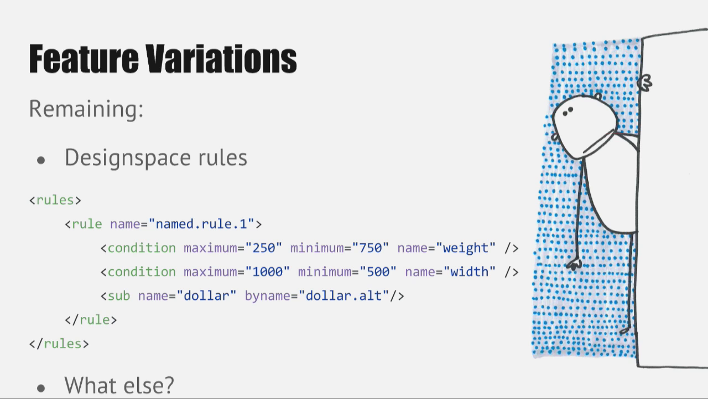Okay, so feature variations, again, where should we put it? We don't know. Design space file already has some rules. They align very well with the OpenType feature variations, so it makes a lot of sense to compile those. But we probably need somewhere else, like in the Adobe feature file, and that's an ongoing discussion.